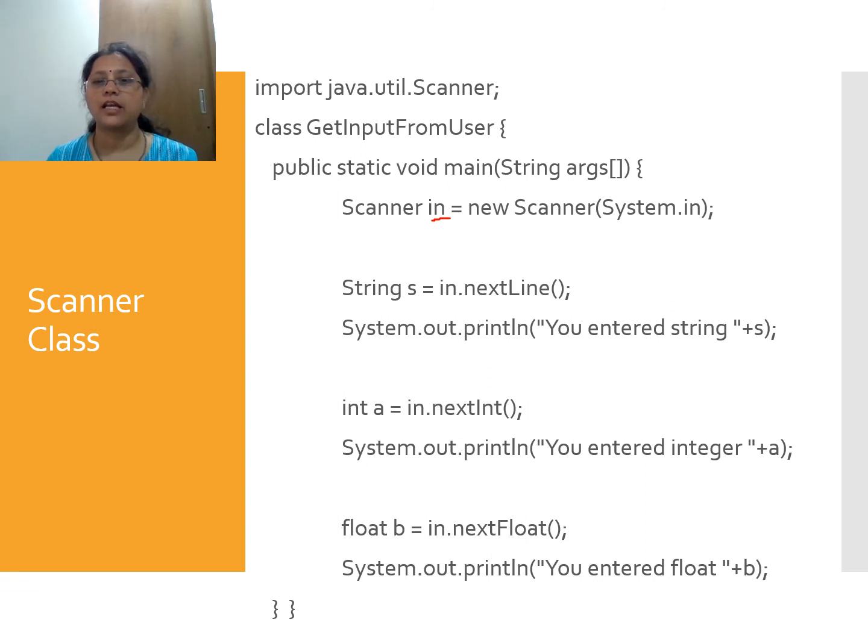In first, that is in.nextLine, this reads string. S is a variable of type string, and by reading the input from user, the variable is initialized. In the second case, the nextInt method is used. This method takes integer input from user. Variable a is initialized using this input. While the third one takes float input from user and assigns that value to variable b.